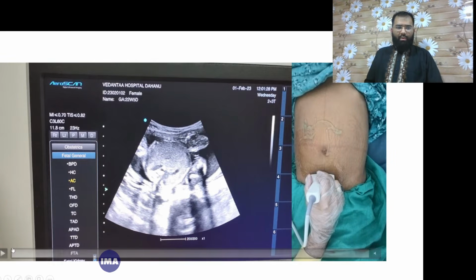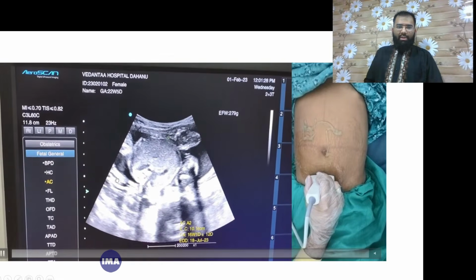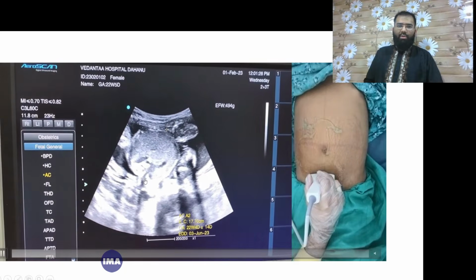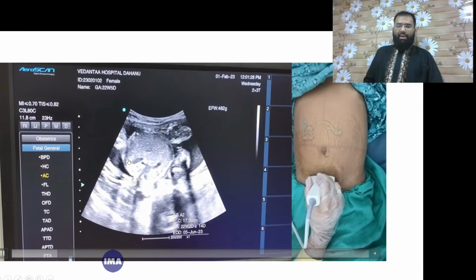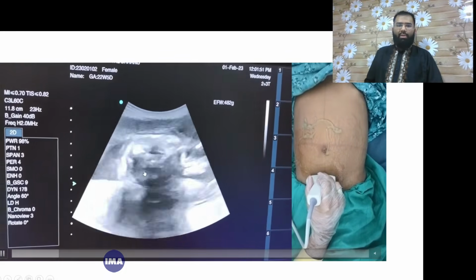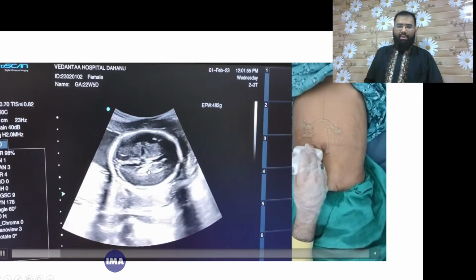So let us move and see how abdominal circumference is measured. Here we are trying to measure the abdominal circumference. It is being measured from outer to outer, and we have to take a caliper such that it takes the outer to outer diameter of the abdomen. Once the abdominal girth is measured, we again pan along the fetus.